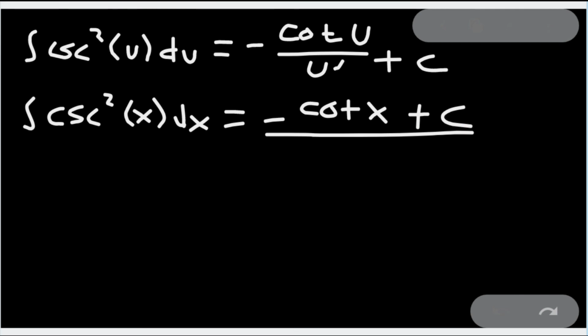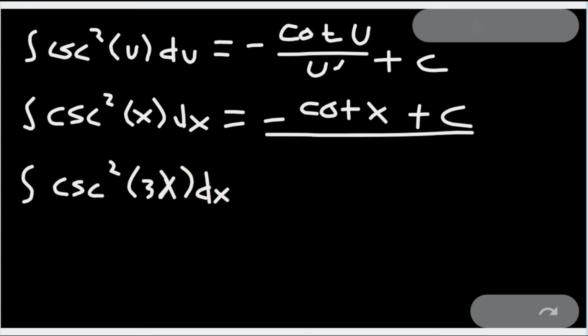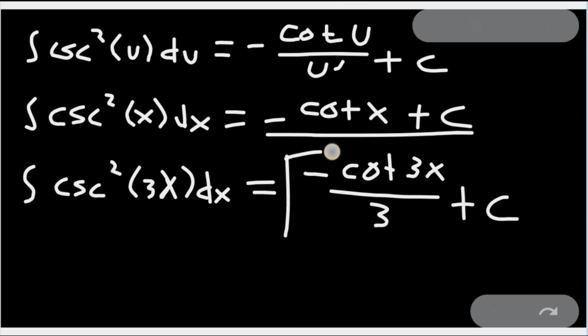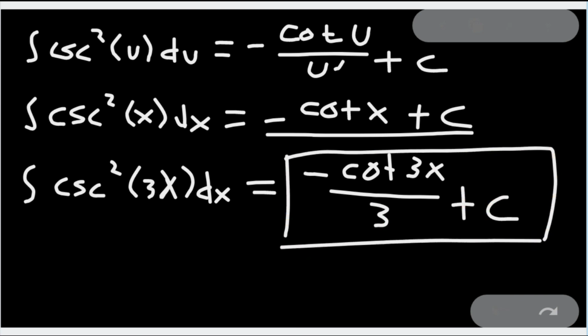Let's try another example. Let's say we have the integral of cosecant squared 3x dx. So the value of u here is 3x. So what we have is negative cotangent 3x. And the derivative of 3x is 3 plus c. So this is our answer.